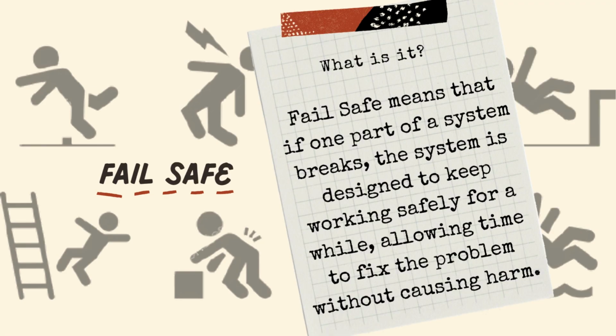Let's begin with fail-safe design. Fail-safe means that if one part of a system breaks, the system is designed to keep working safely for a while, allowing them to fix the problem without causing harm. This type of design assumes that parts will eventually fail at some point. Nothing lasts forever, right? But what's clever about fail-safe is that the system is built to keep working even after a failure, for long enough to make things safe and allow repairs.